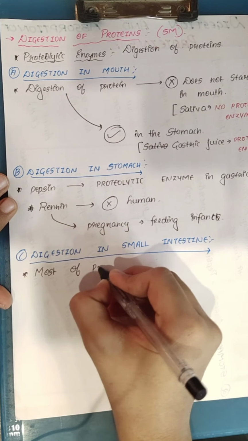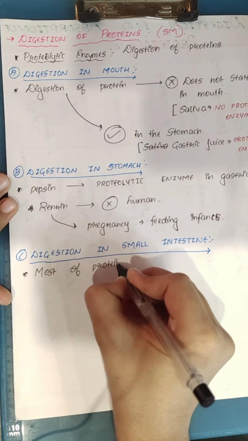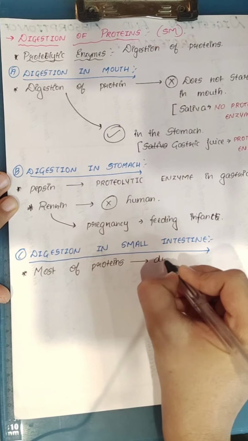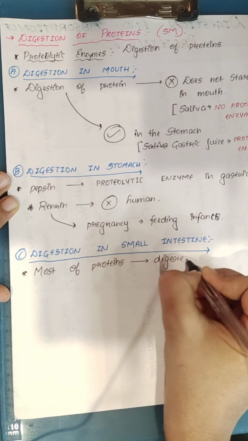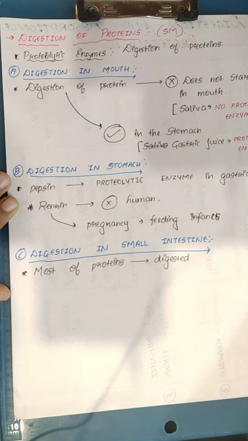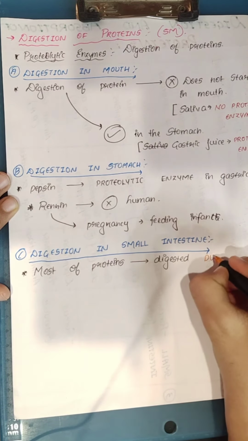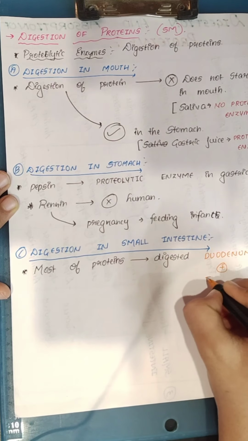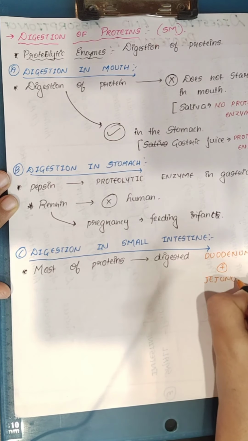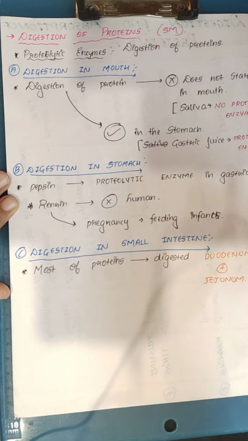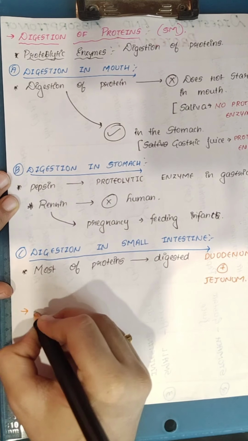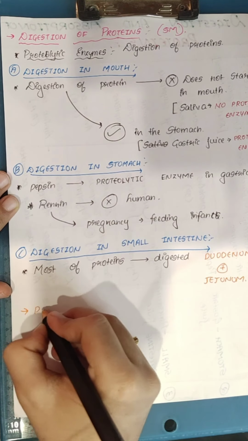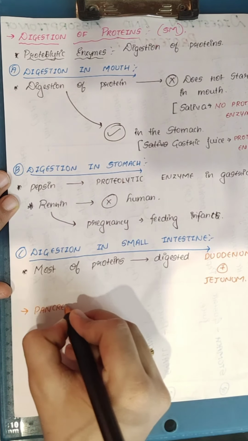Most of the proteins, where are they digested? They are mainly digested in the duodenum and jejunum with the help of proteolytic enzymes, and there are two main juices. We'll write about it now. So in that, the first one is pancreatic juice.